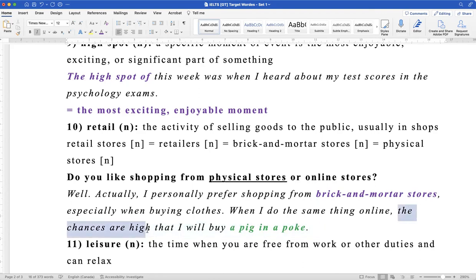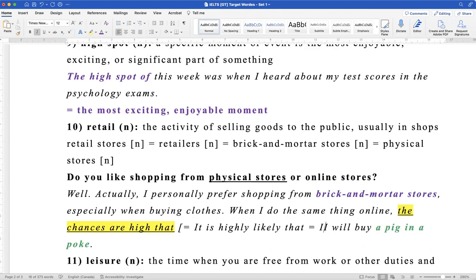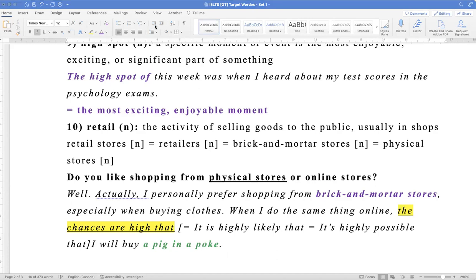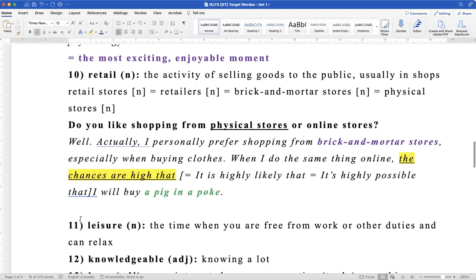The chances are high that is an expression. It simply means that it is highly likely that. It is highly likely that, or it is highly possible that I will buy a pig in a poke. So when you buy something online from a store, if it is a pig in a poke, this means the results can be disappointing. It may not be the same exact product you saw online on the website, and it can be a totally different product in a negative way. So that's why we say a pig in a poke, something you buy without seeing first, without trying first. So this is a nice expression. You can also learn this idiom, and you can use it in your speaking, in IELTS speaking, a pig in a poke.